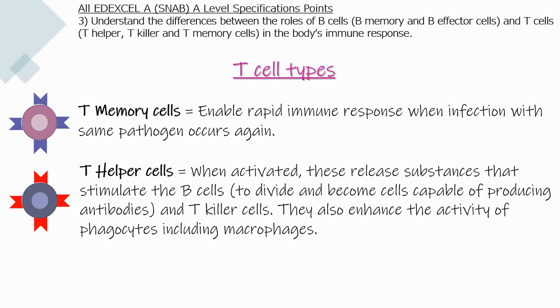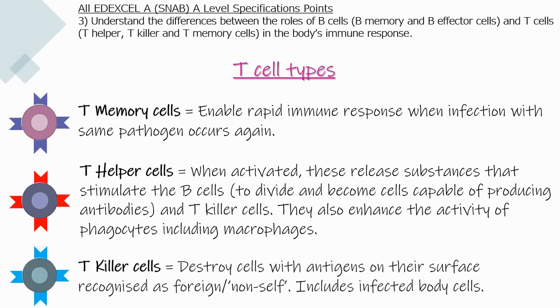The third type are T killer cells, and the clue of what they do is in the name. They destroy or kill cells with antigens on their surface, which are recognised as foreign or non-self. So they destroy the pathogen themselves and also infected body cells. So now we're going to discuss the different stages in the humoral specific immune response.